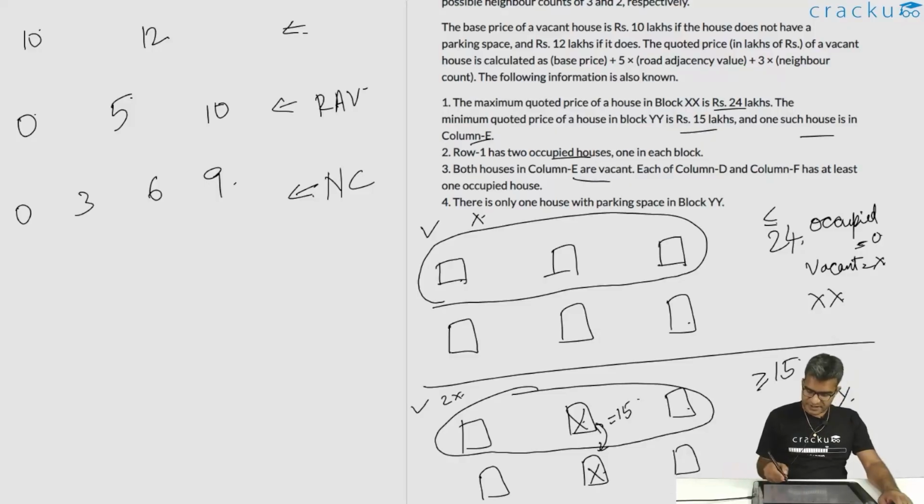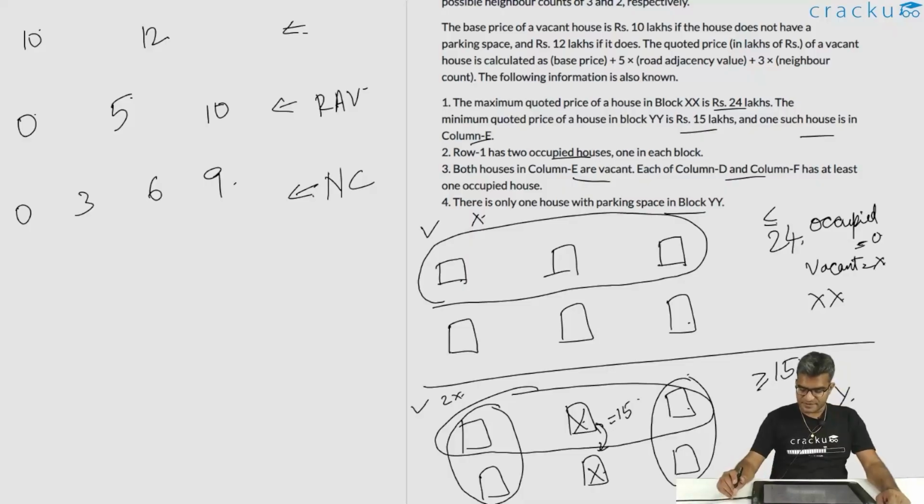Each column of column D has at least 1 occupied house. So at least one of these 2 is occupied, and at least one of these 2 is occupied. There is only 1 house with parking space in block Y. So in block Y, there is only 1 house with parking space. This is the information that is given. Based on it, we have to figure out which of the houses are occupied and which are not occupied.